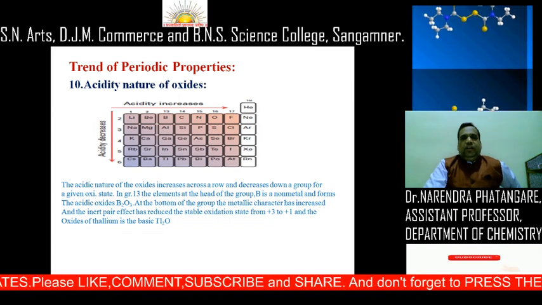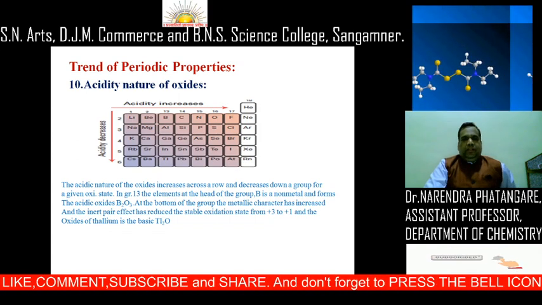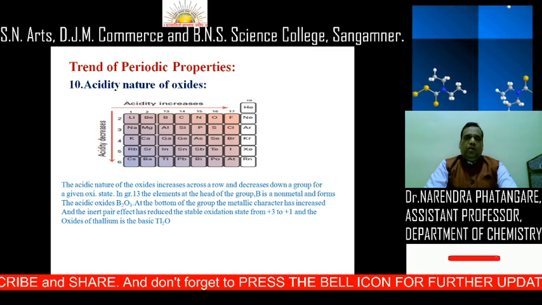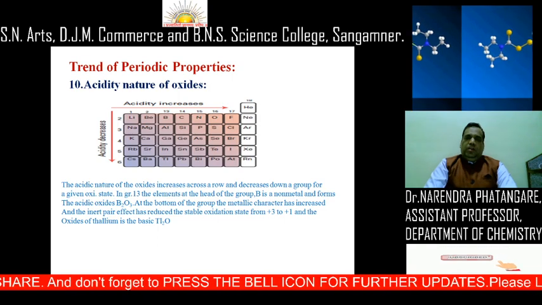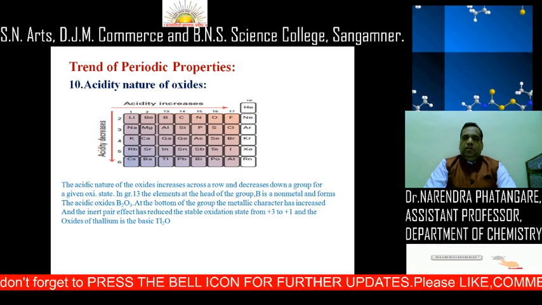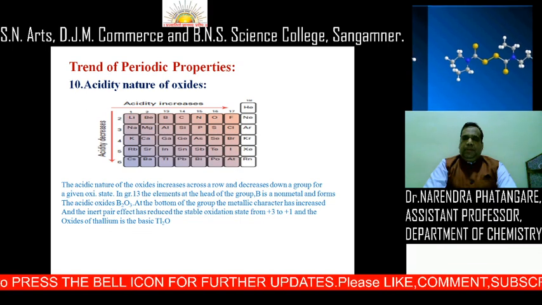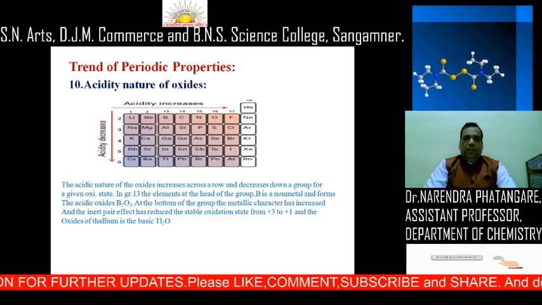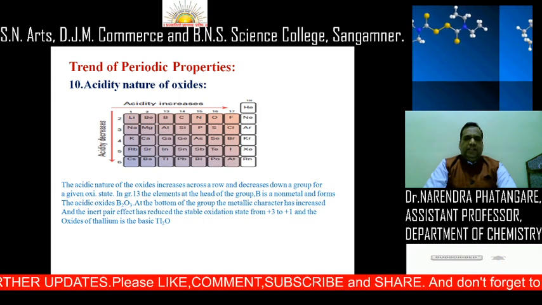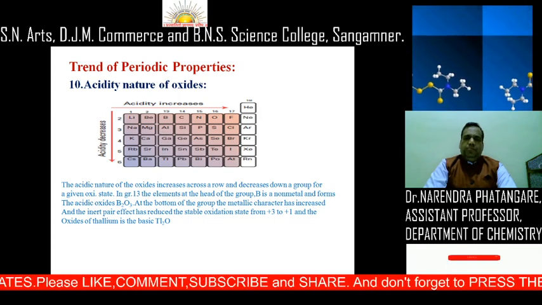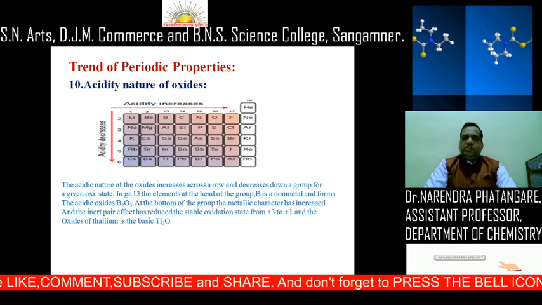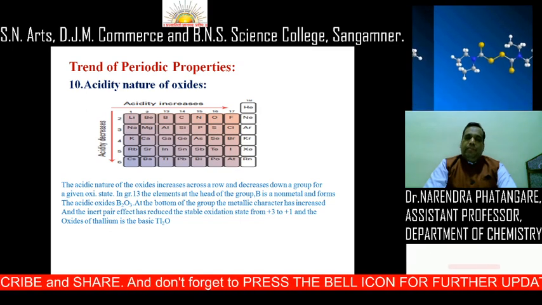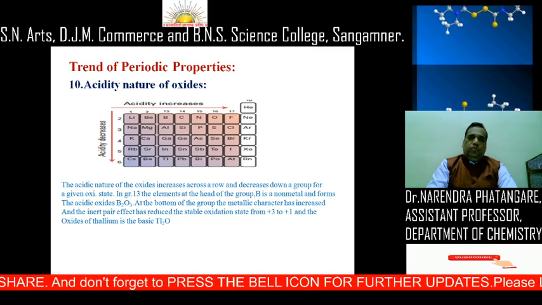Then the acidic nature of oxides. The acidic nature of oxides increases across the row and decreases down a group for a given oxidation state. In group 13 elements, at the head of the group, boron is a non-metal and forms the acidic oxide B2O3. At the bottom of the group, the metallic character has increased and the inert pair has played an important role to reduce the stable oxidation state from +3 to +1, and the oxide of thallium is basic, Tl2O.